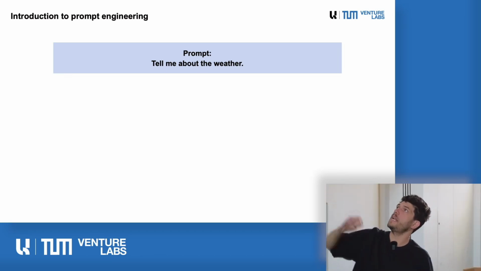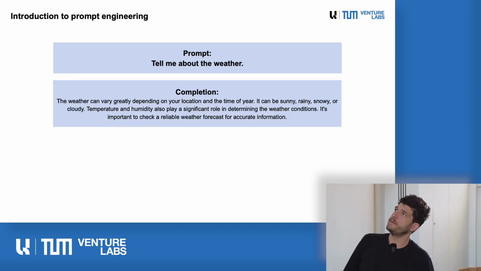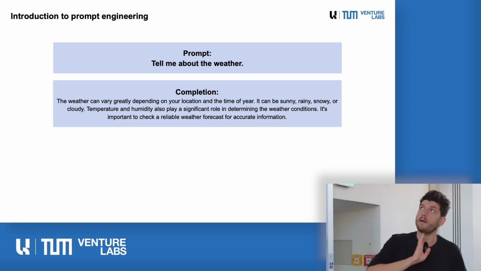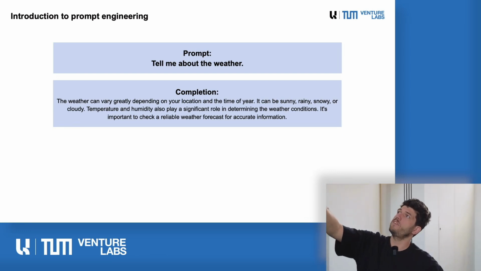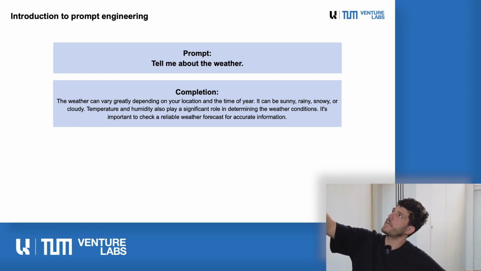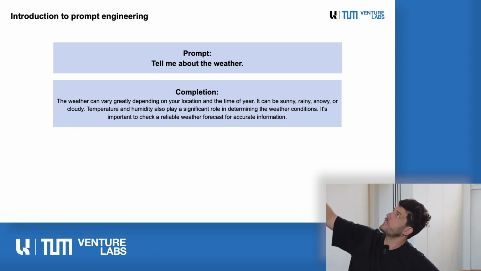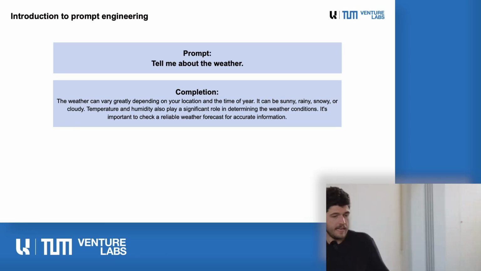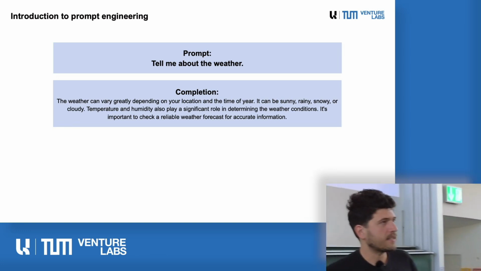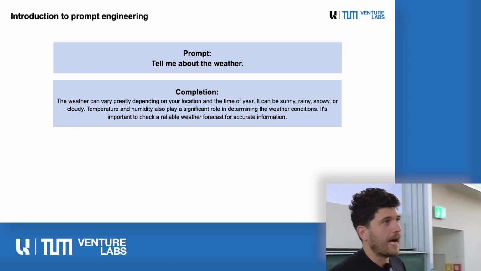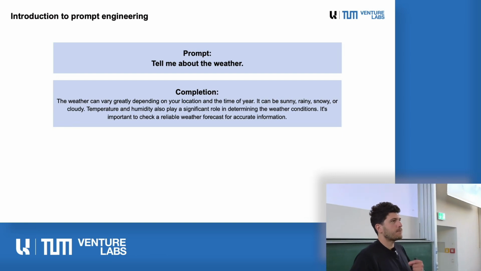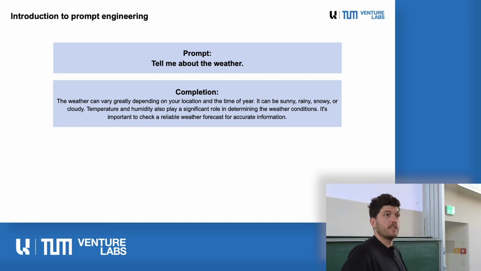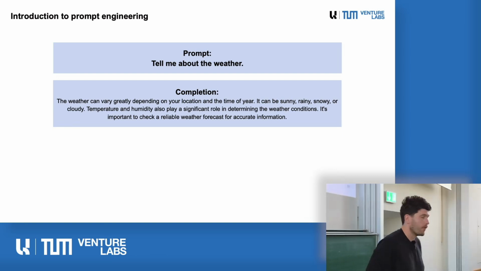For example, tell me about the weather. Then the output can, for example, be that. The weather can vary greatly depending on your location and the time of the year. It can be sunny, rainy, snowy, or cloudy. Temperature and humidity can also play a role. This is a perfectly fine answer to what you prompted. However, I imagine it's probably not what you wanted to know. You probably wanted to know the temperature, or if you need to get an umbrella or not.